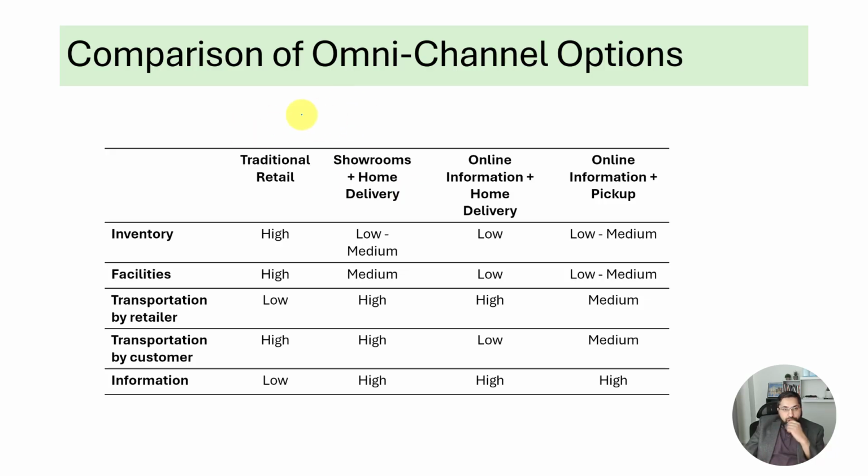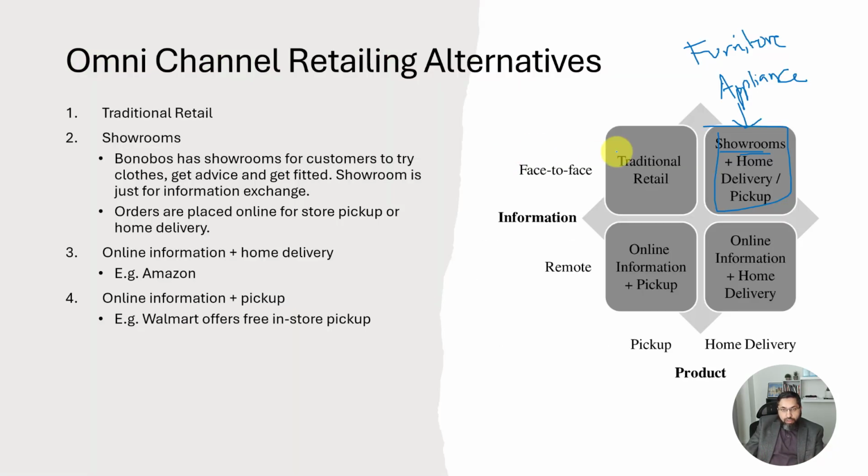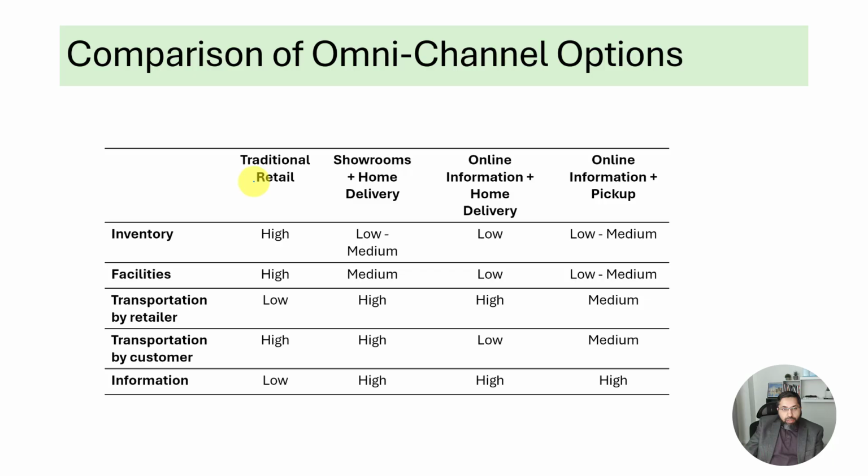Okay, so now you can look at these four and compare them. In retail, inventory is going to be high. But in showrooms and online, the inventory is going to be lower. It's the lowest in online plus home delivery. It depends on how many DCs they have. If they have a few large DCs, it's going to be very low. If they have many smaller DCs, it's going to be medium.